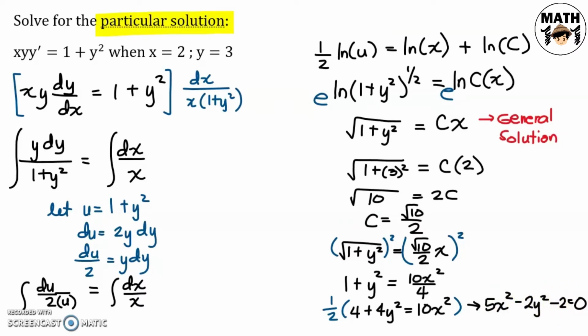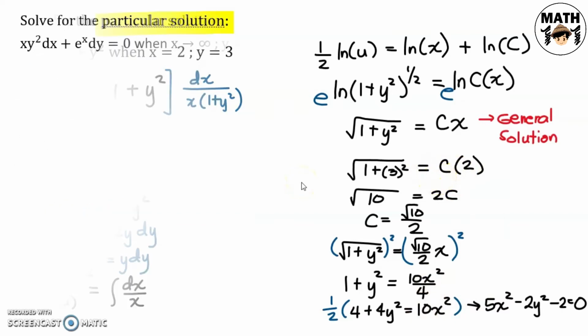Ang difference lang ng particular solution is may value na yung constant na c, unlike a general solution na as is lang na c yung nilalagay natin sa kanya.